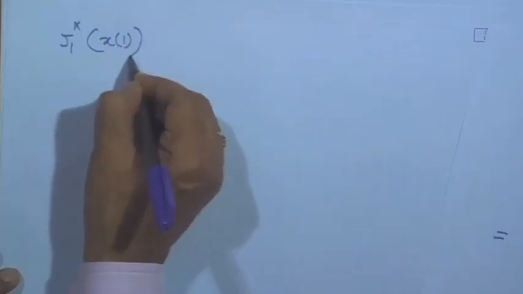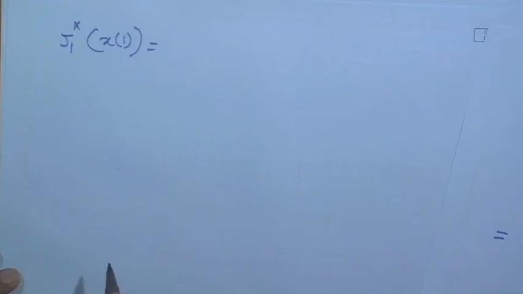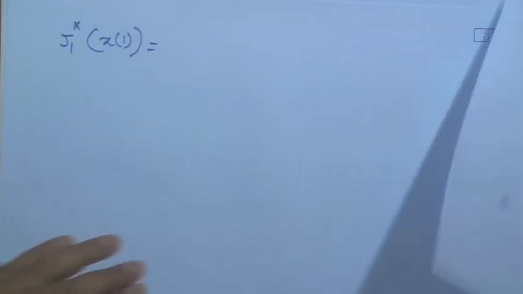So, what is our next step? We know the optimal cost backward up to the state x of 1. Now, we are moving the state from x of 0 to x of 1. What is the optimal cost of that? So, j1 star of x of 1, this cost we have to find out. How will you find it out?